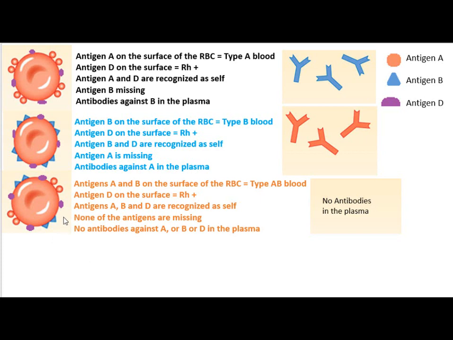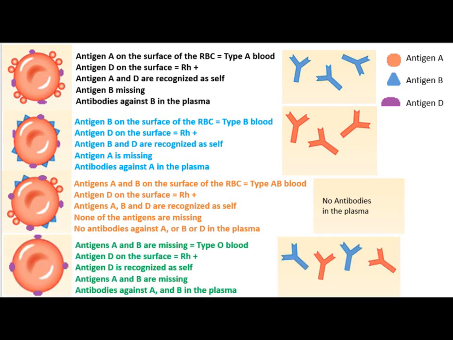What do we see here? We see A, we see B, and we see D. Because it has A, B, and D, we say that this blood type is AB plus. What is missing? There's nothing missing, so there are going to be no antibodies against A or B or D. And this one has only antigen D, so it's O plus. What is missing? A and B, so it will have antibodies against A and antibodies against B in the plasma.